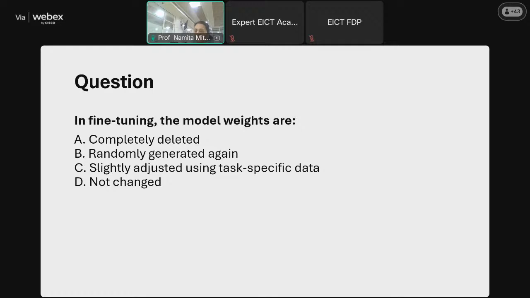We may not take as it is. We can tune the weights also according to the need. Answer is C. Slightly adjusted or may not be adjusted. We can keep as it is if needed.